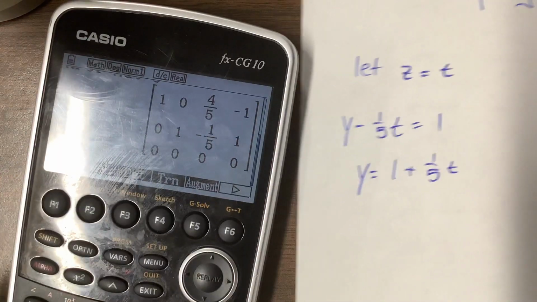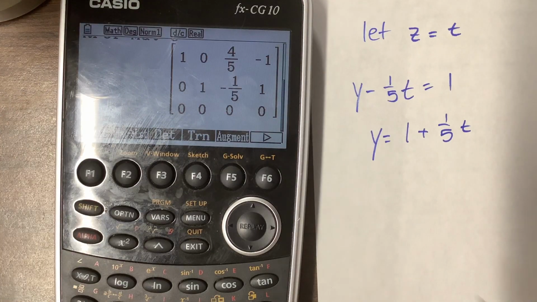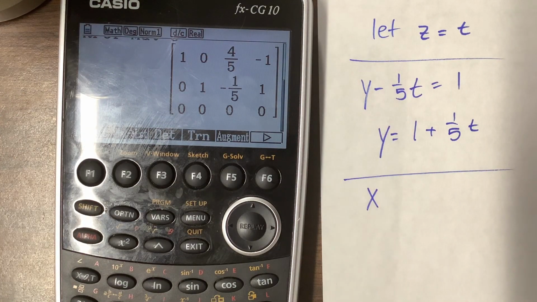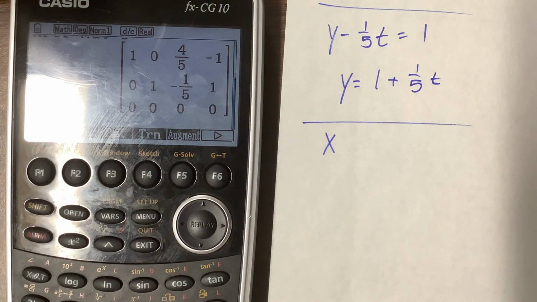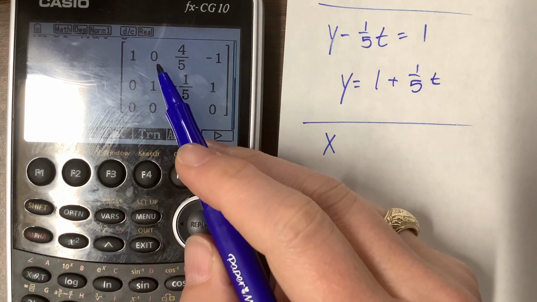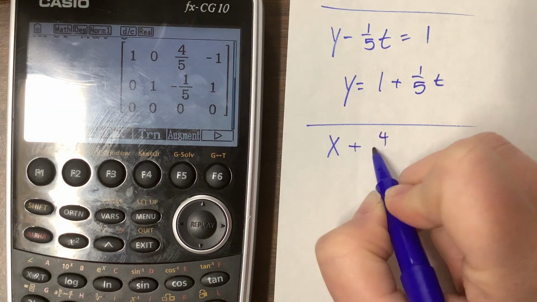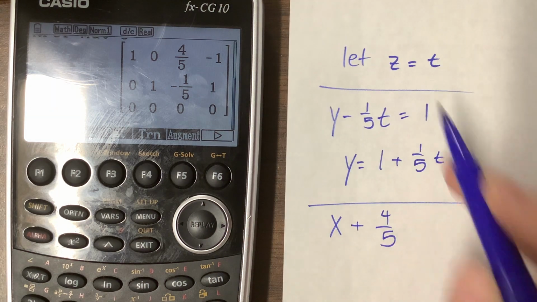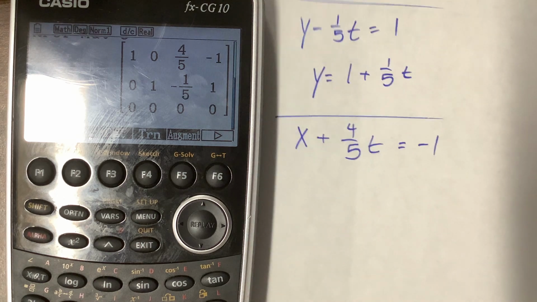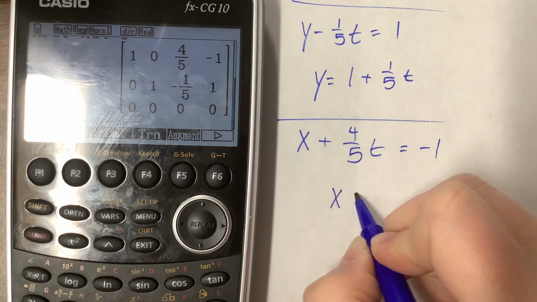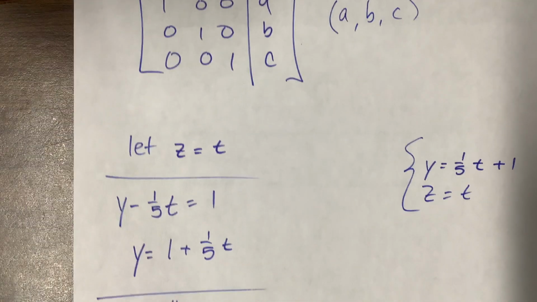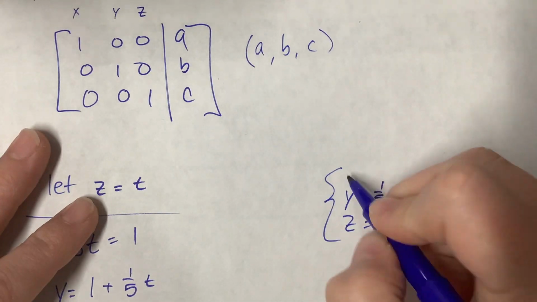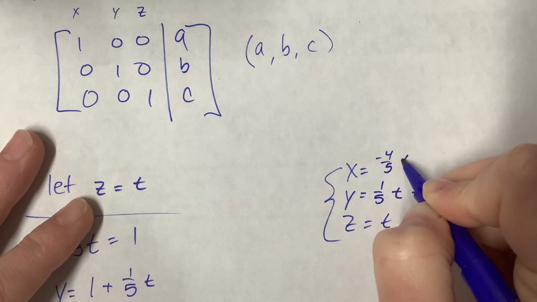Now I need to do the same process for x. Sorry, I should have zoomed out more, but it is what it is. So on this one, here we go. X plus 0y plus 4/5 z, which z is equal to t, is equal to -1. So therefore x is equal to -4/5 t minus 1. Taking that over here, x is equal to -4/5 t minus 1.